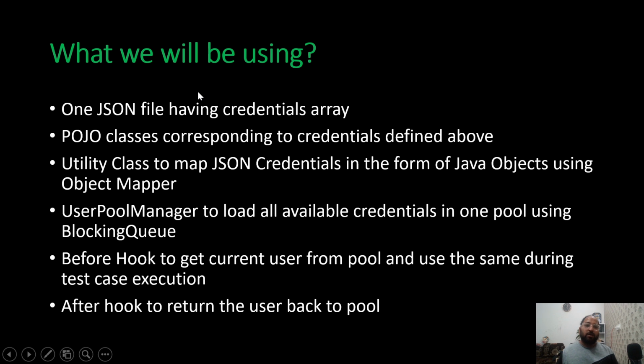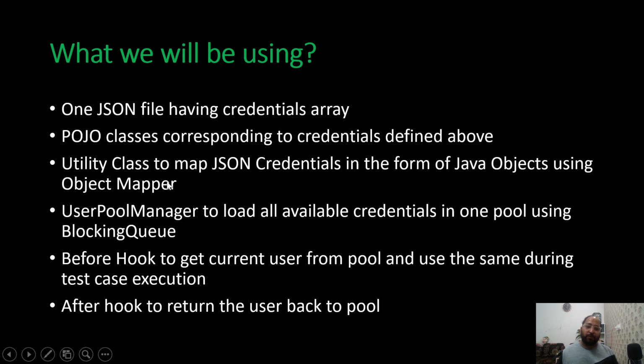So what will we be using during the implementation? First of all, we'll be creating one JSON file, which will have a JSON array of credentials. Then we'll be creating the POJO with respect to this particular JSON file. We'll be creating one utility file with the help of the JSON databind library, utilizing the concept of ObjectMapper to map the JSON where we have the credentials into the POJO, right? So this utility will be utilized to convert the JSON into the POJO, and we'll be utilizing the plugin of IntelliJ.